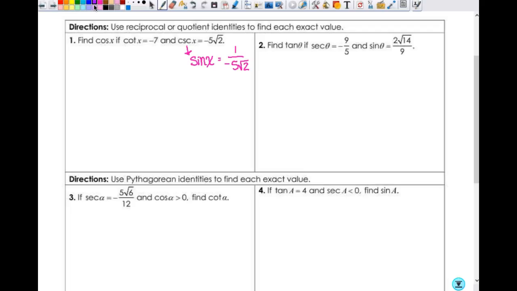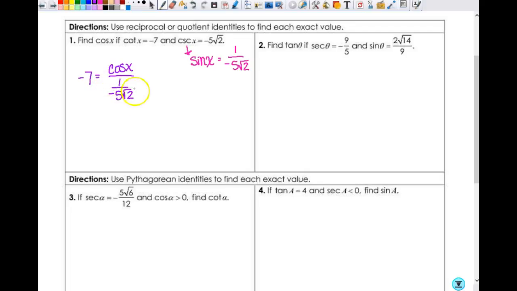So cotangent is cosine over sine. So the cotangent is negative 7. That's equal to, again, cosine over sine. So the cosine of x is what I'm looking for. The sine of x is 1 over negative 5 square root of 2. So although I'm dividing by a fraction, I'm not going to multiply by the reciprocal here, because that's what I would do to clean this up. I want to get cosine of x by itself.